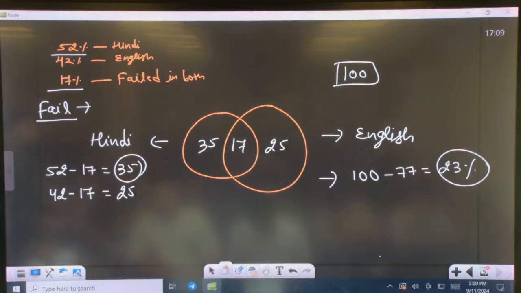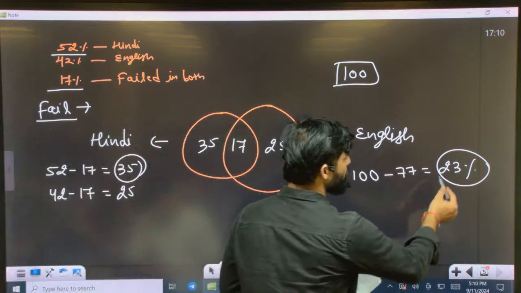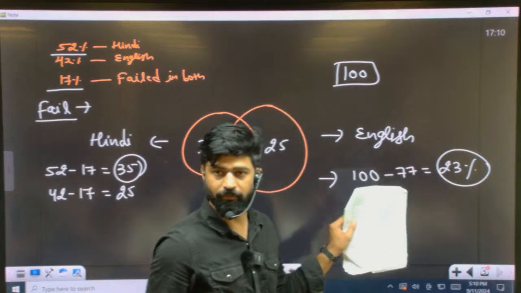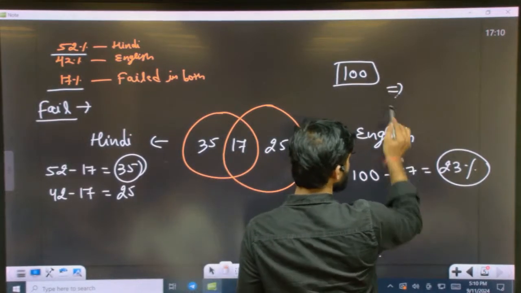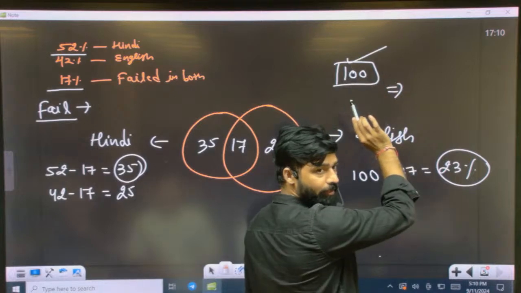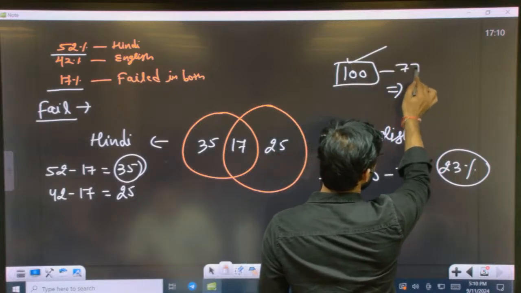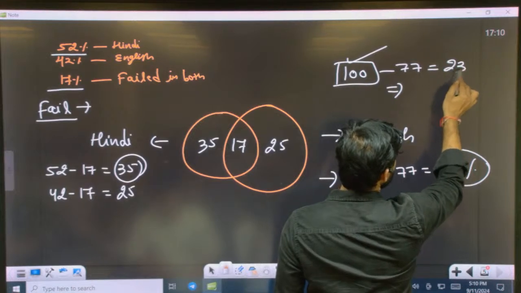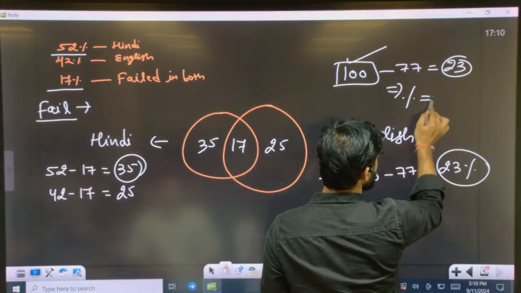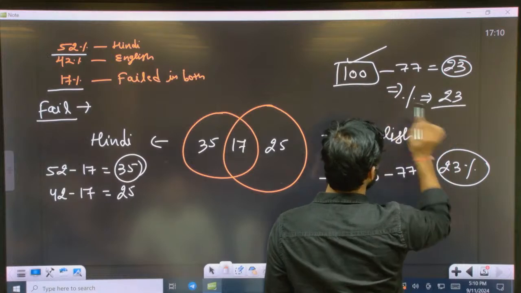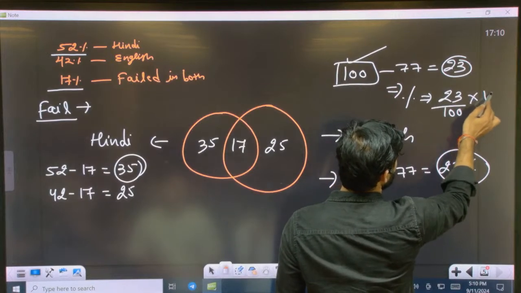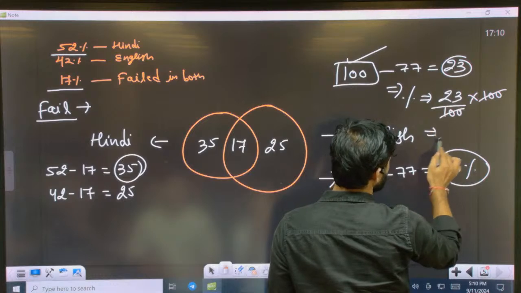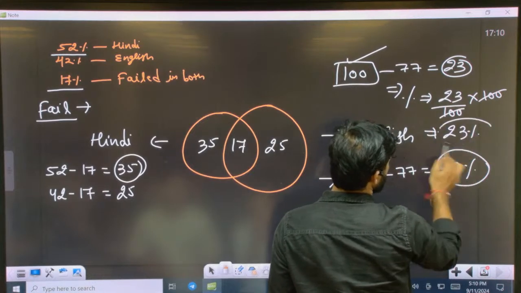Actually, the total appeared students were 100, and out of that 77 were failed. 100 minus 77 is 23. Some of you are confused why percentage is here. Total unit of students is 100, out of them 77 were failed, 23 are passed. If we have to find out the percentage, 23 units passed out of 100, and then multiply it by 100 will give you the percentage. So that's why it is 23%. I have written it directly.